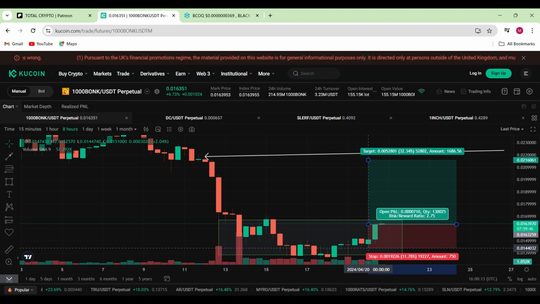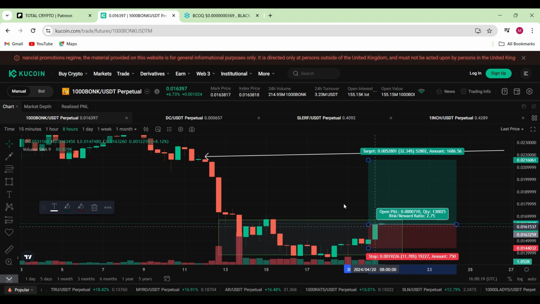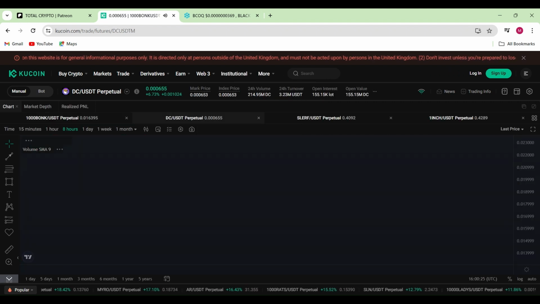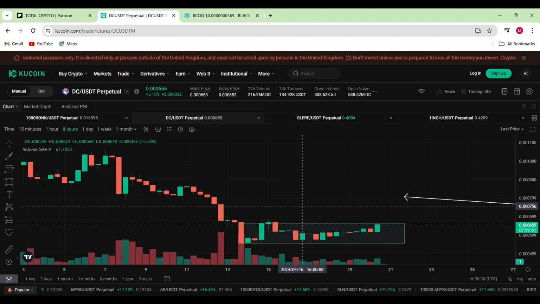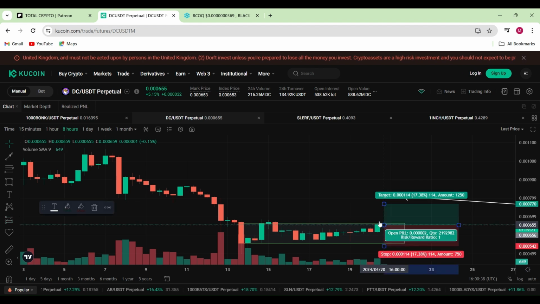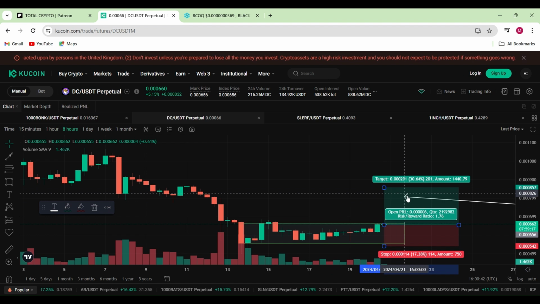Alright, so we just created a new candle on the 8-hourly chart. This is looking pretty decent. Let's quickly head over to DC and see how that looks on the 8-hourly chart. Okay, so here we can also put in another trade for a long. I'll enter about here and my profit take will be there.